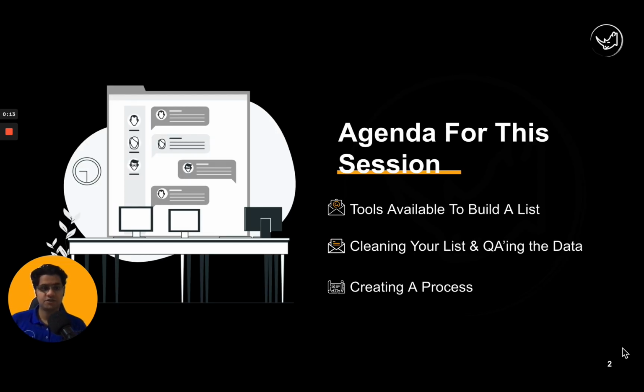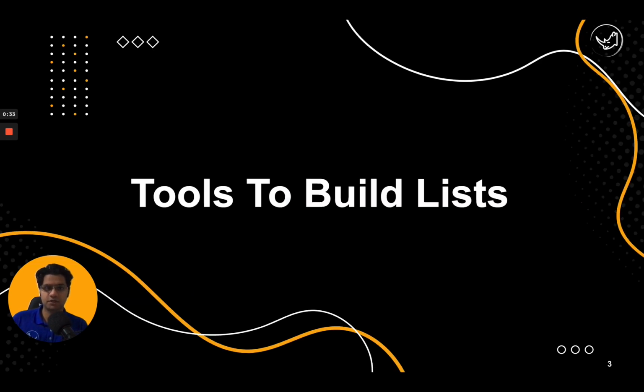So the agenda for this session is that we're going to go over some tools that you need to build a list, how you should go about cleaning your list and queuing the data, and then about creating a process, which is fundamentally what you want to be doing when you need to scale this initiative, right? It's not too long of a lesson, but hopefully you find it very valuable and actionable. All right, let's get into this.